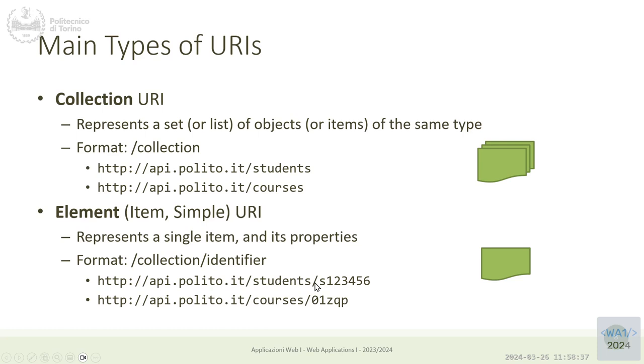So a single item will always be slash collection slash identifier, always. And that's enough for representing an object. You don't need anything more. Which is the type of object you have, slash collection, and which is the individual item you have, slash ID. And what can you do with a single item, with a single student? You can modify its property, you can delete it, you can query its properties, and so on. So again, we have some high-level operations that operate on lists, on collections, and some other operations that operate on items.